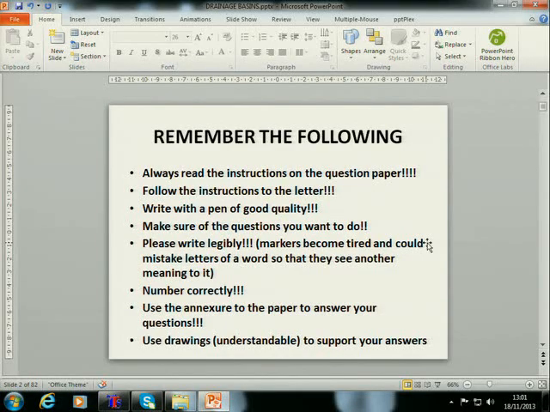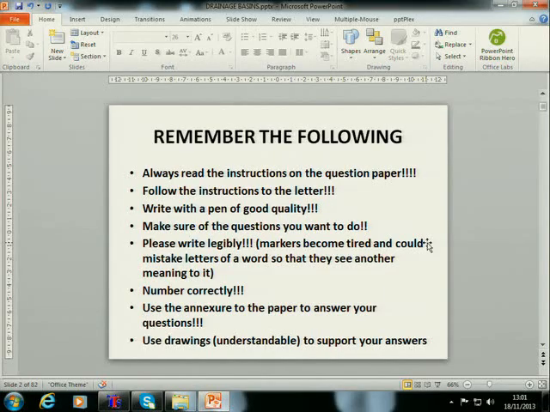Then, write with a pen of good quality. I've seen some rather messy writing because of a pen that blots. Please make sure that you buy a quality pen. It doesn't have to be a very expensive one, but one that will do the work for you so that you can read and write legibly.